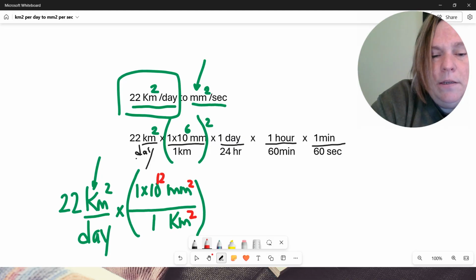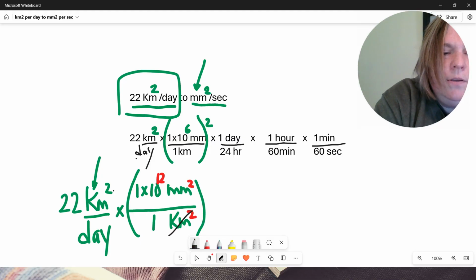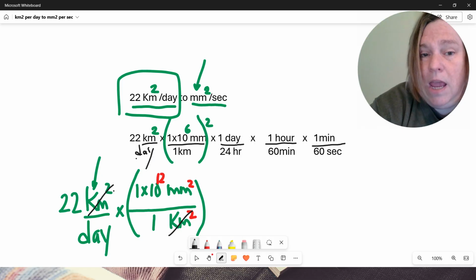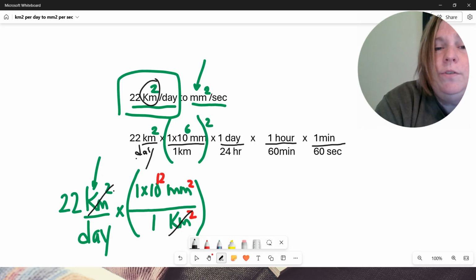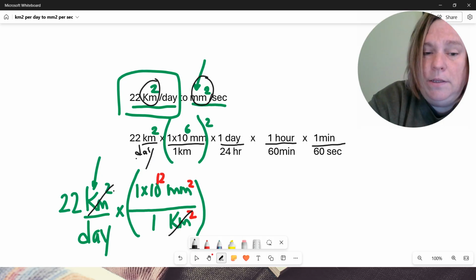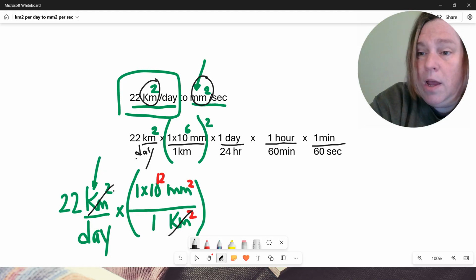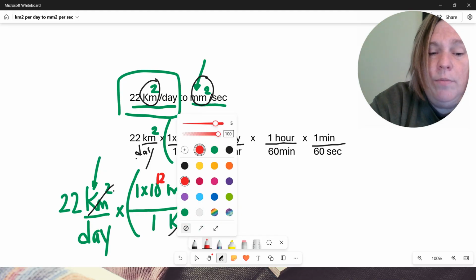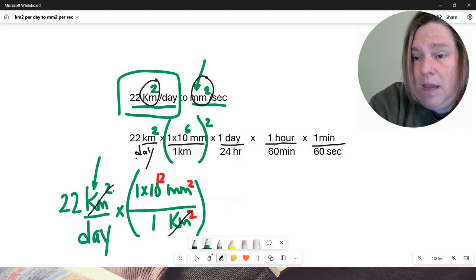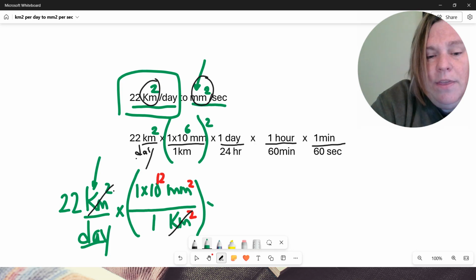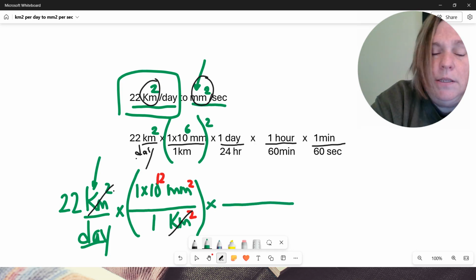And notice that the kilometers squared and the kilometers cross out. We have just taken care of the numerator's unit because I've gone from kilometers squared to millimeters squared. But I'm not going to be done. I need to continue on in this problem set because I have to take care of the denominator unit, which is the day. That's just going to come from your experience.